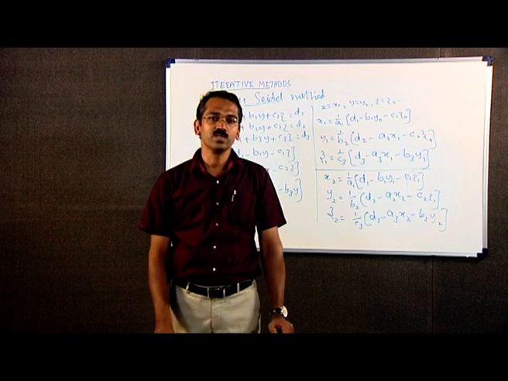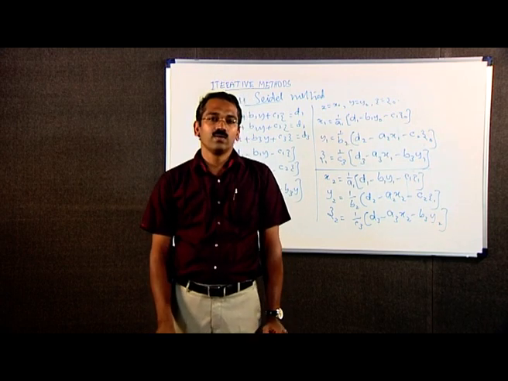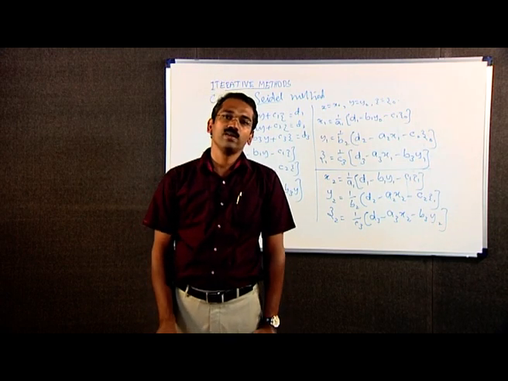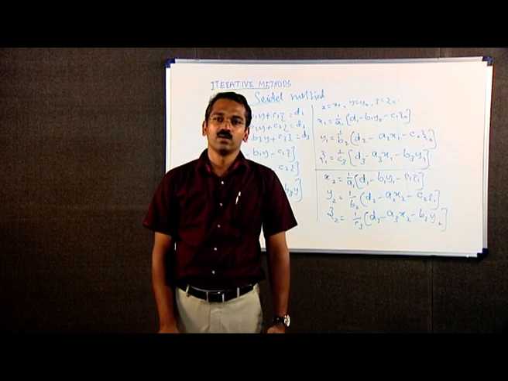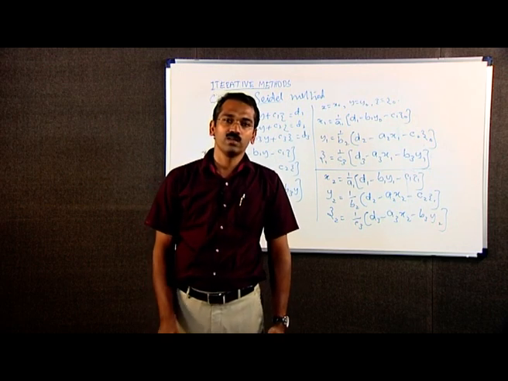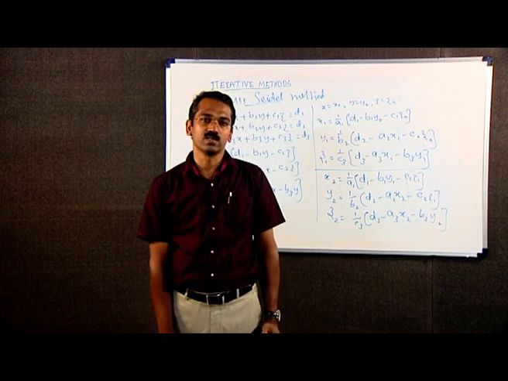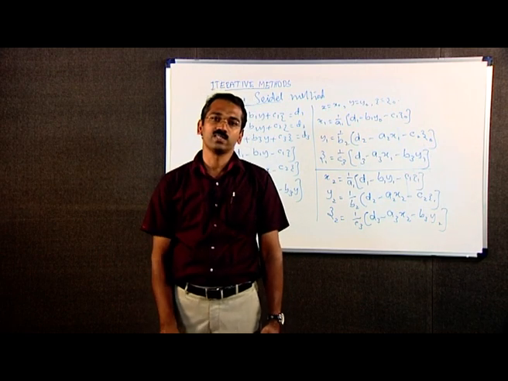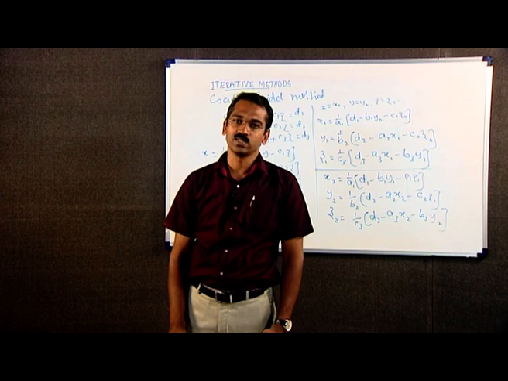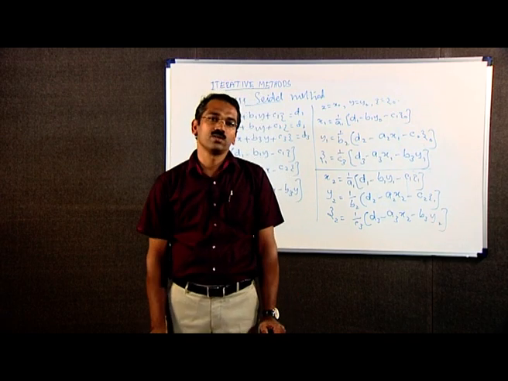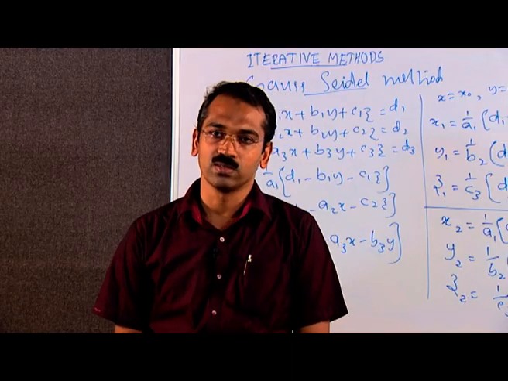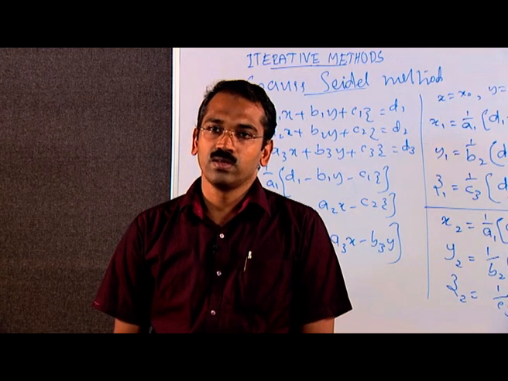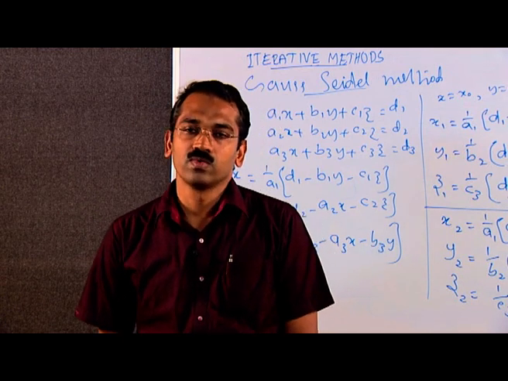But in the Jacobi's method, we will use the new approximations only after getting all the values as new approximations. That is, after getting a set of new approximations, we will use them in the next approximation. Now, we have an example.